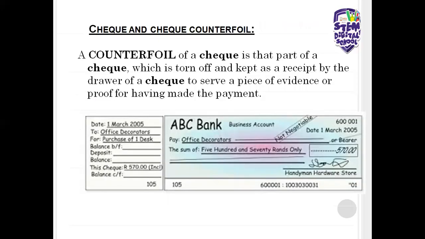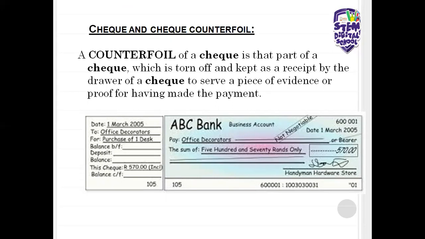If we go to the check and check counterfoil, first of all, what's the definition of it? They say a counterfoil of a check is that part of a check which is torn off and kept as a receipt by the drawer of a check to serve as a piece of evidence or proof for having made the payment. Okay, if we look at the example, then I will explain it to you.